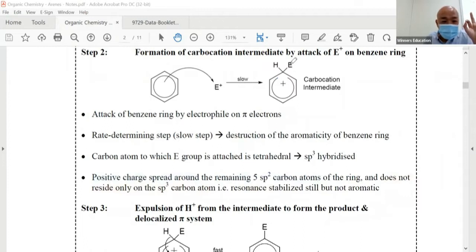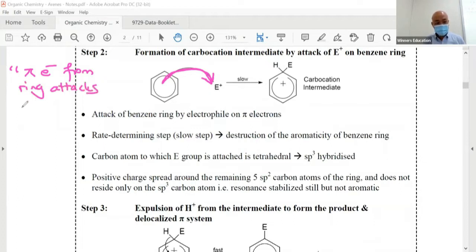Now you see, we just mentioned that it's definitely obvious that this is the arrow. Make sense? Okay. So in English, what will you call this? In English, listen carefully. MCQ test. In English, this sounds like the benzene ring electrons attack the electrophile. Agree with me? Right. This arrow sounds like what? In inverted commas: the pi electrons from the ring attack the electrophile.